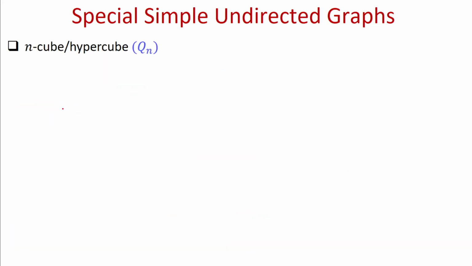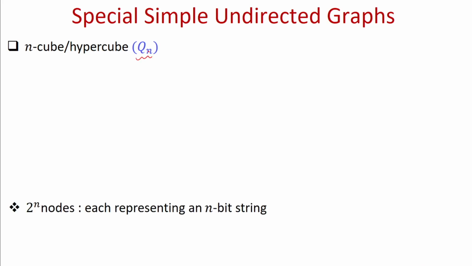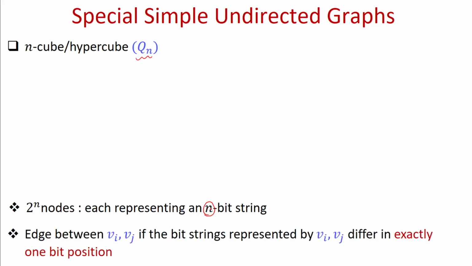We also have another special simple undirected graph called the n cube or the hypercube, denoted by the notation Q of n. This graph will have 2 to the power n nodes, where each node represents a possible n bit string. Remember that the number of bit strings of length n is 2 to the power n. So each string is represented by a node in this hypercube graph, and you have an edge between the ith vertex and the jth vertex if the bit strings represented by them differ in exactly one bit position. Otherwise, the edge is not there between the ith vertex and the jth vertex.